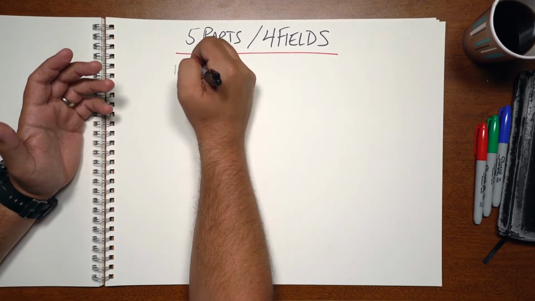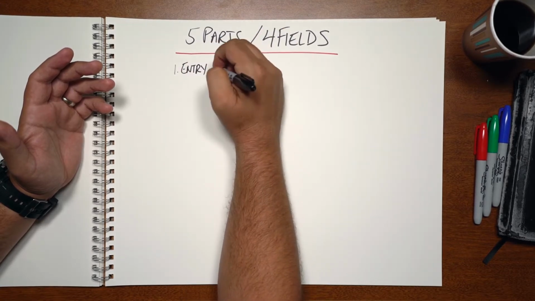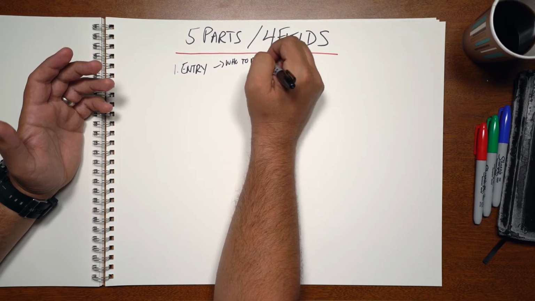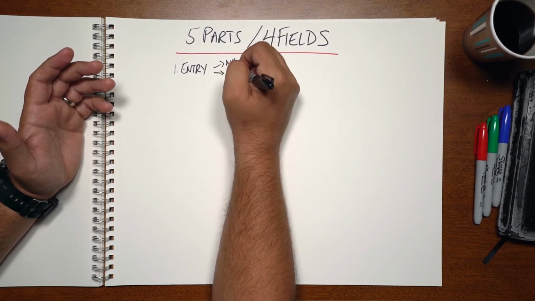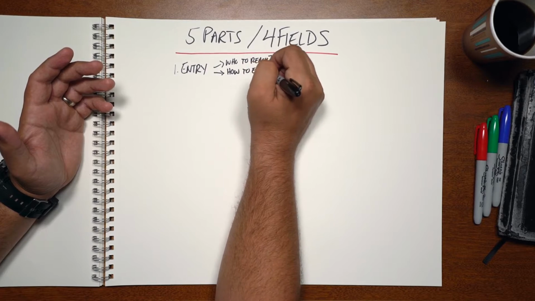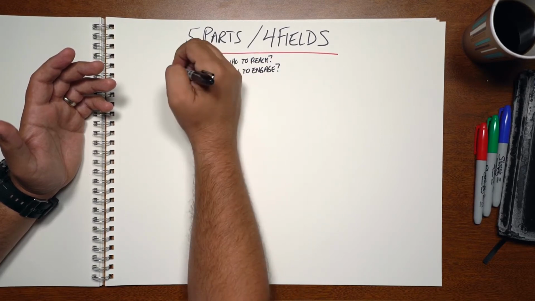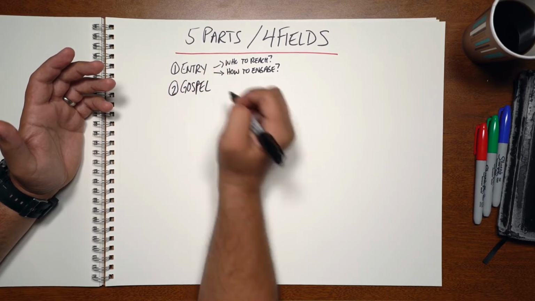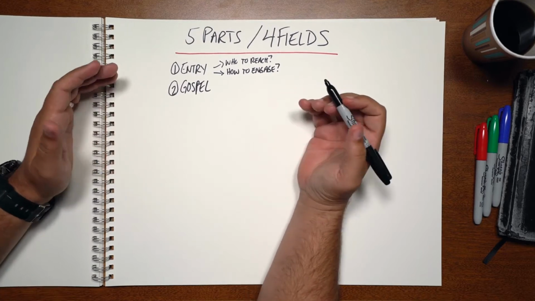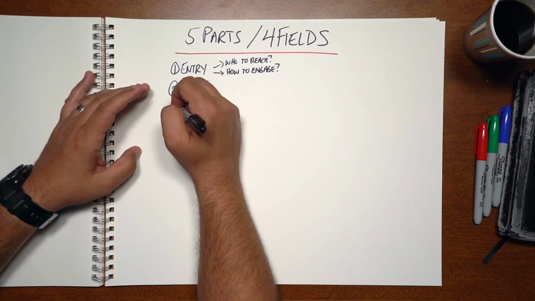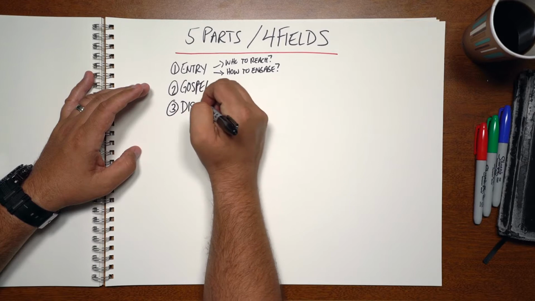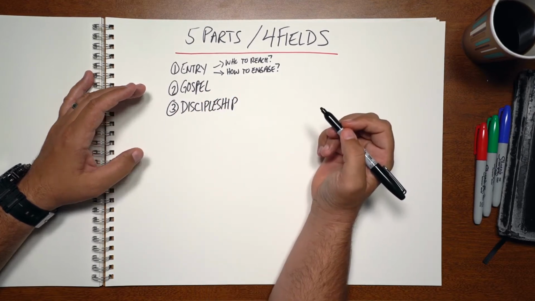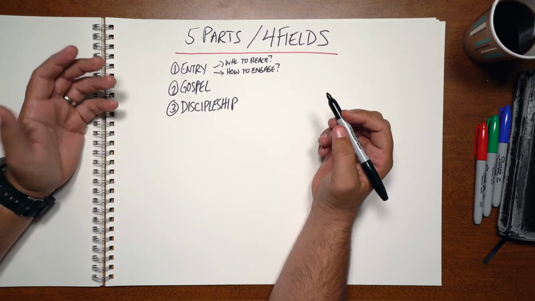The first is entry strategy, which answers the questions of who do we reach and how do we engage them? The second part is gospel. How do we communicate the gospel in a way that's biblical so God can use it, but simple so that it can reproduce? The third is discipleship. How do we teach new believers to obey Jesus, including his Great Commission?